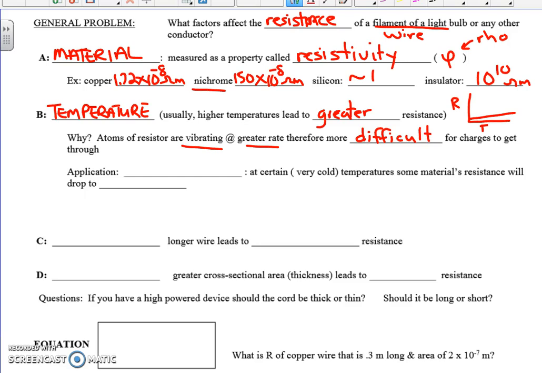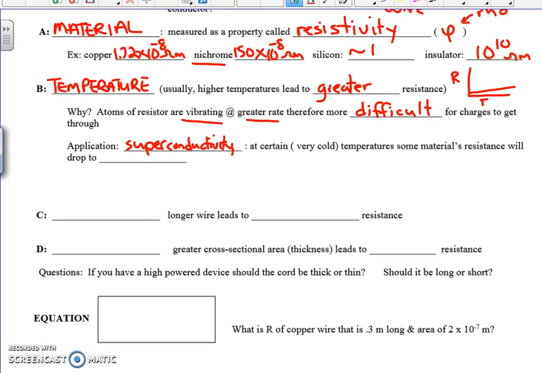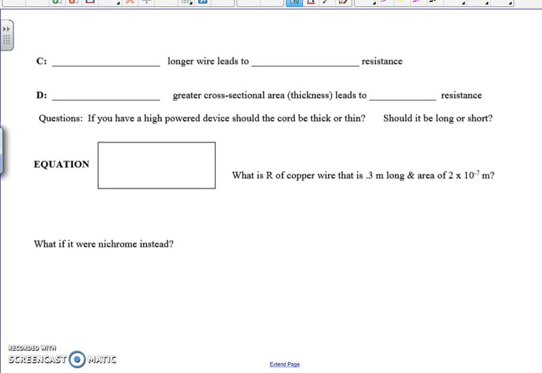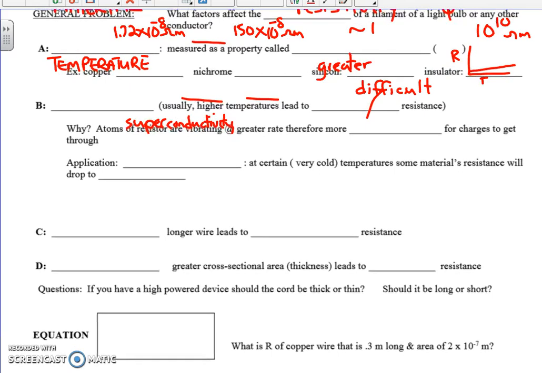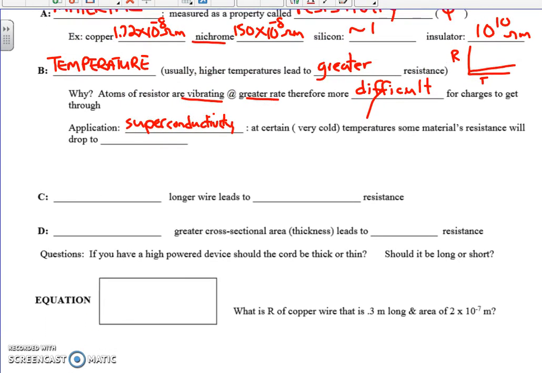And a really neat application of this, I'll try to show you a demonstration or a video in class, is superconductivity. You may have heard of superconductors before. Even though it was discovered over a century ago, it's a relatively new technology where, for the right type of materials, under the right circumstances, we can get something cold enough that the material's resistance will literally drop to 0.